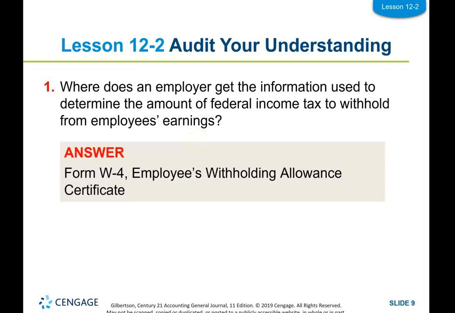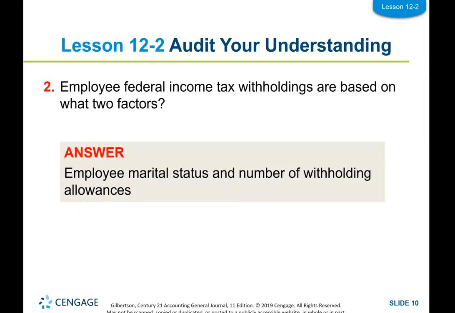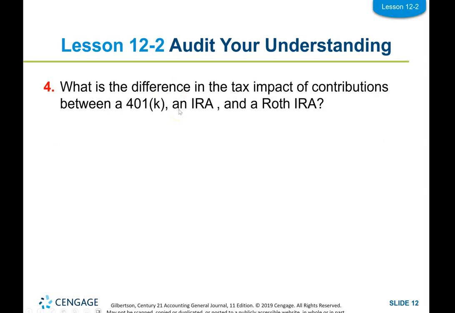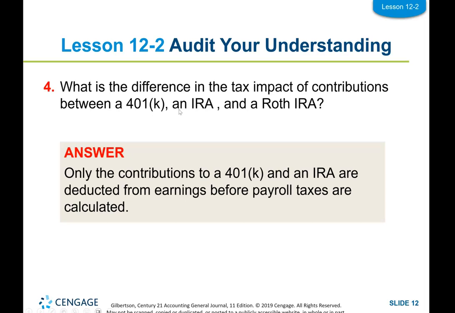So the information you need to determine their federal withholdings comes from their W-4s. The marital status and number of allowances determine the federal income tax withholding. And both employer and employee pay into Social Security and Medicare tax. And the difference for these three retirement plans is how and when you're paying taxes on these contributions.